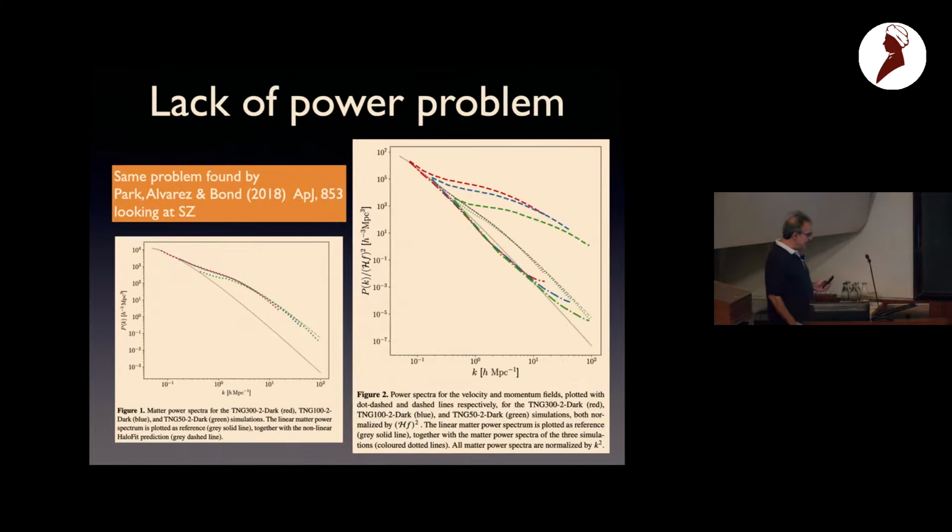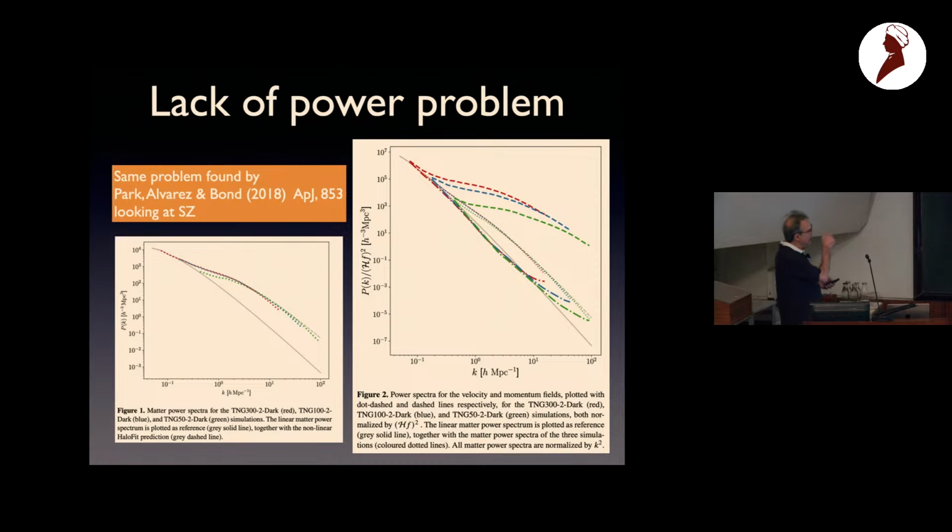Anyway, the simulations that we use are 3 out of the full set. Basically, one is 35 megaparsec inside, one is 75, and the other is 205 megaparsec inside. Okay, so then go back to this lack of power problem. It is a well-known fact that if you make smaller box simulations, then you end up with a lack of power on the larger scales in that simulation box.